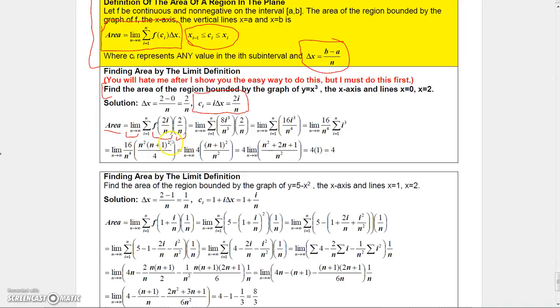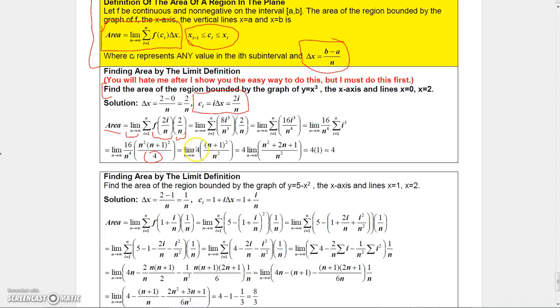of i cubed. And then the sum of i cubed, remember we had a formula for that. The sum of i cubed as i goes from 1 to n is n squared times n plus 1 quantity squared all over 4. And then I can take this 4 and factor it out here and have 16 over n to the fourth times 4. So 16 divided by 4 is 4.